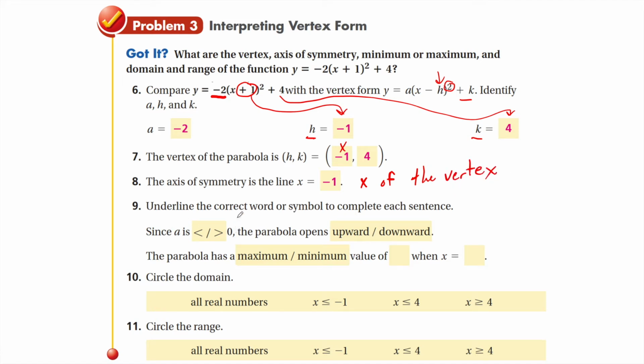Underline the correct word or symbol to complete each sentence. Well, since a is less than 0, in other words, negative, the parabola opens... Well, if it's negative, it kind of makes a frowny face, is how I always remember it. So it's going to be opening downward.